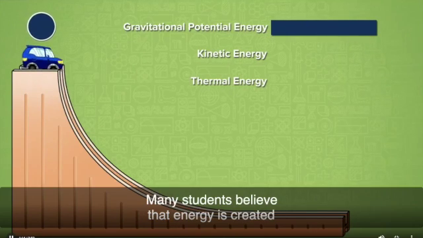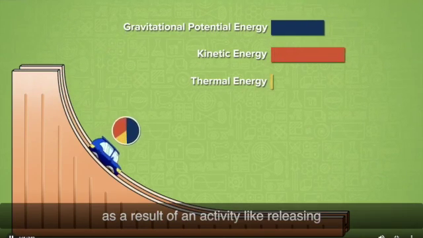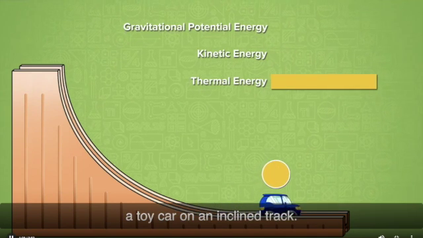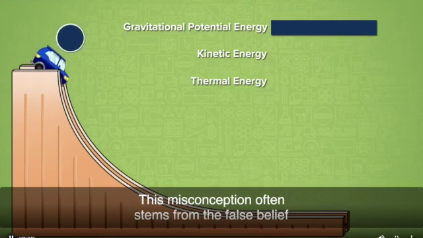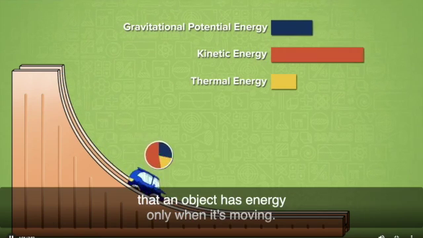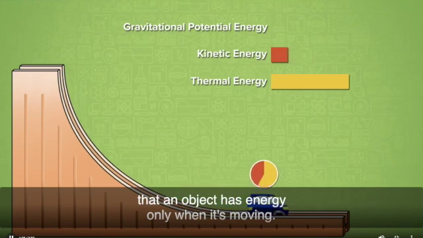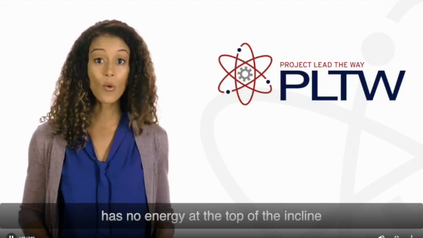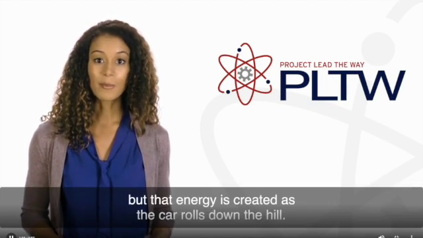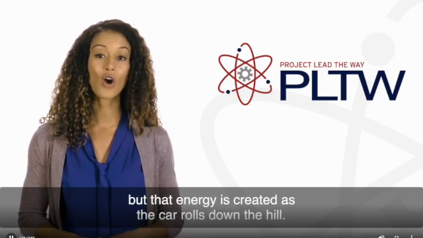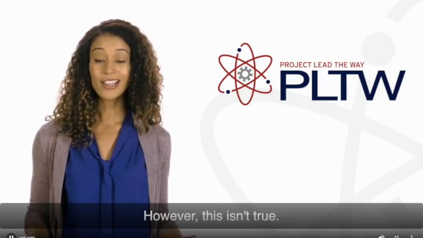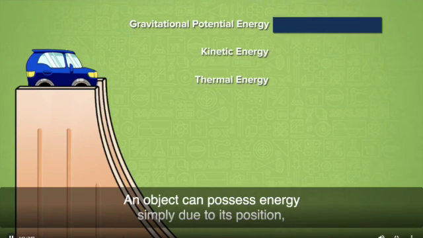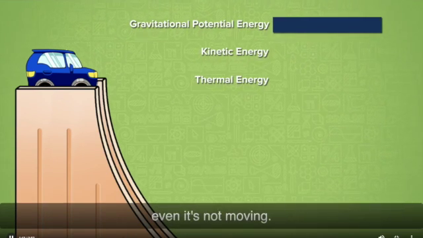Many students believe that energy is created as a result of an activity like releasing a toy car on an inclined track. This misconception often stems from the false belief that an object has energy only when it's moving. So students may incorrectly believe that this toy car has no energy at the top of the incline, but that energy is created as the car rolls down the hill. However, this isn't true. An object can possess energy simply due to its position, even if it's not moving.